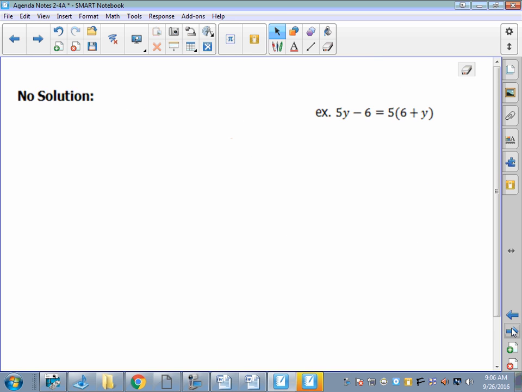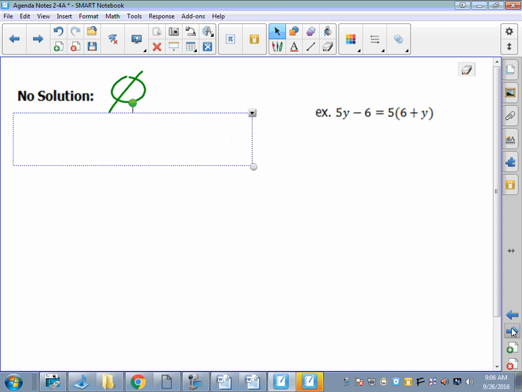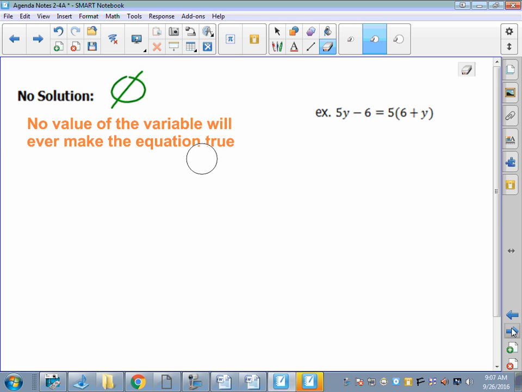Hopefully this is reviewish. We do need to talk about no solution. Everybody knows that no solution symbol is the 0 with the cross through it. When you're solving an equation, here's how you know that it's no solution. Here's what it means: no value of the variable will ever make the equation true.